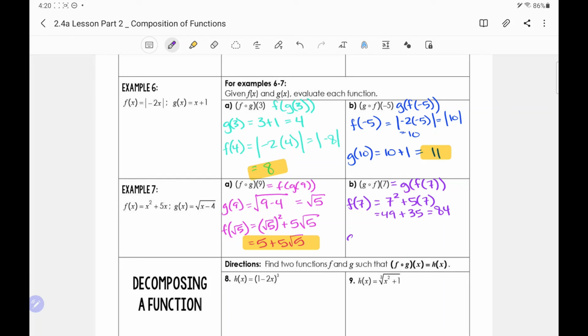And so now I'm going to do g of 84, which means it's going to be the square root of 84 minus 4, which is square root of 80. And we need to know, can this simplify?